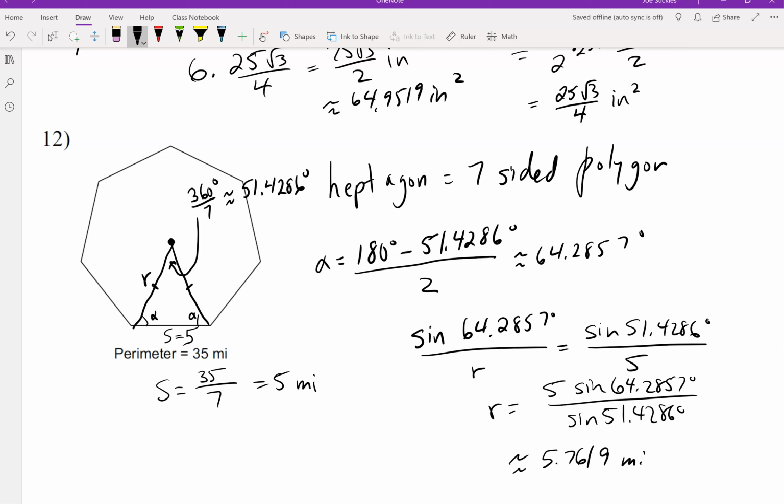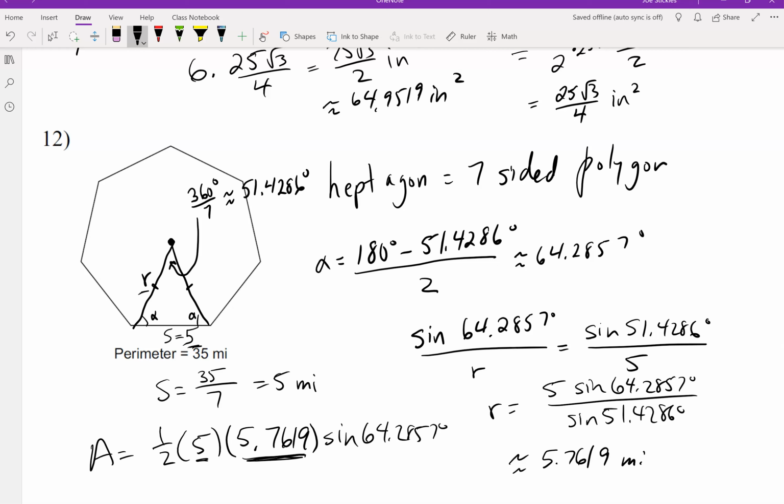All right, so now I know 2 sides and an included angle. So the area will be 1/2 times 5 times the 5.7619 times the sine of the 64.2857. Now let's think about where all those numbers came from. 5 is this side.